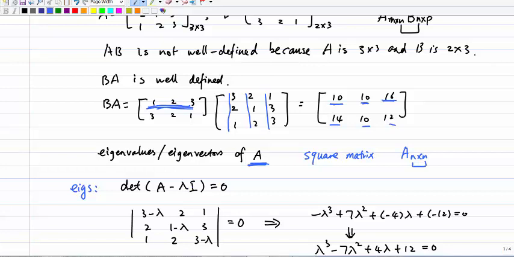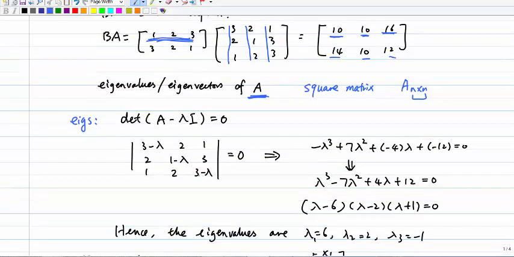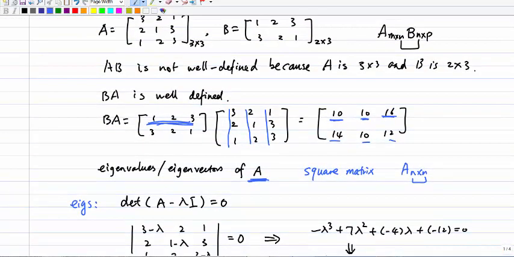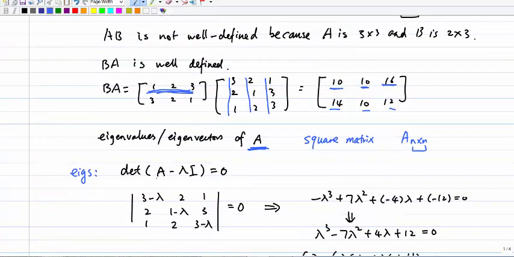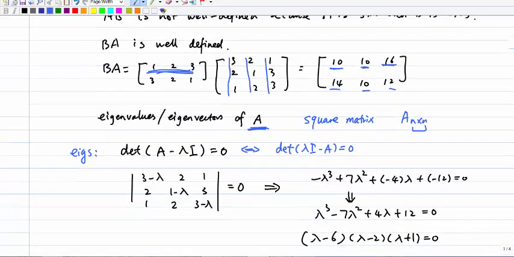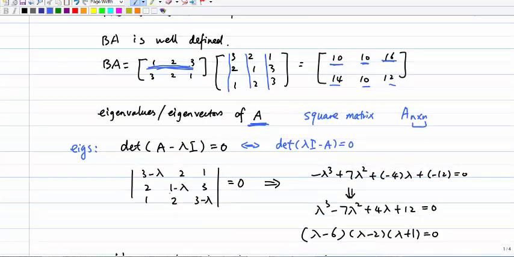If I put A inside, A is 3, 2, 1, 1, 2, 1, 3, 1, 2, 3, and then minus lambda I. This is equivalent to the determinant of lambda I minus A set to 0, because that's the same. I'll just use the determinant of A minus lambda I, so I have this 3 by 3 matrix.